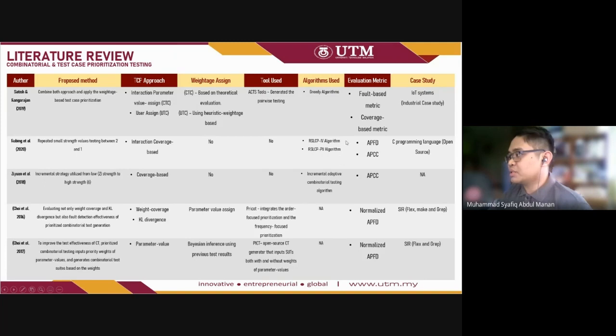And the evaluation metrics that they utilize are FPFD, average percentage of fault detection, and FPCC. And then the third one is focusing on the coverage, which might be slightly the same as the interaction coverage itself, actually. But in this paper, it's more focused on the use of strengths from 2 until 6, where they want to find the optimal strength for the test case generation in prioritizing it.